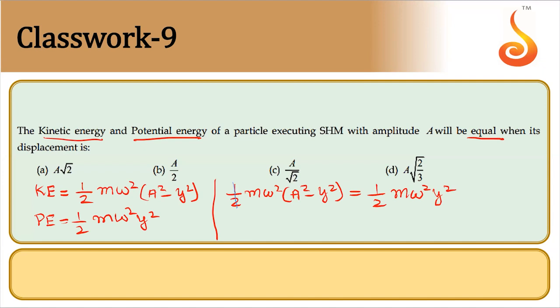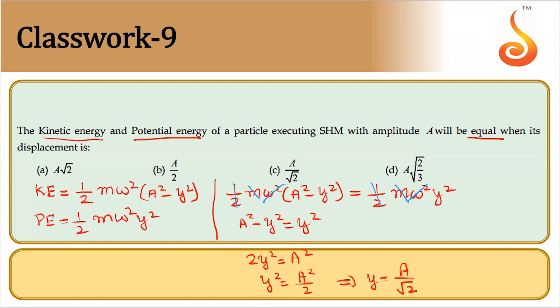Now half gets cancelled, m gets cancelled, omega square gets cancelled. Now we are left with A square minus y square equals y square. So 2y square equals A square. y square is equal to A square by 2. y is equal to A by root 2. That is option C.